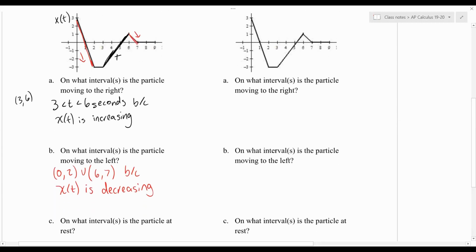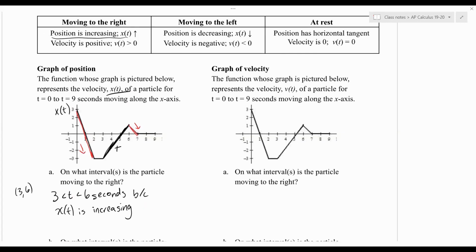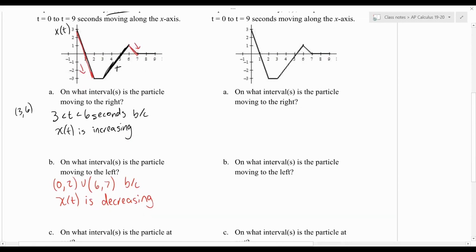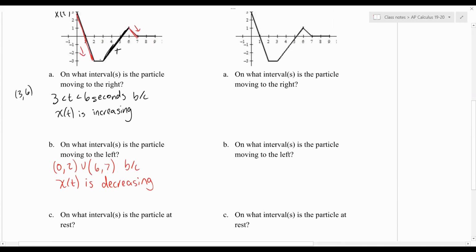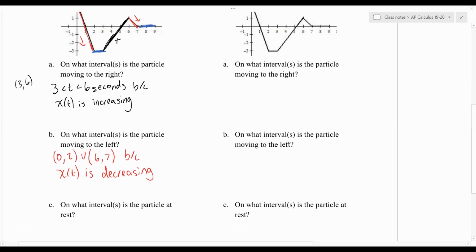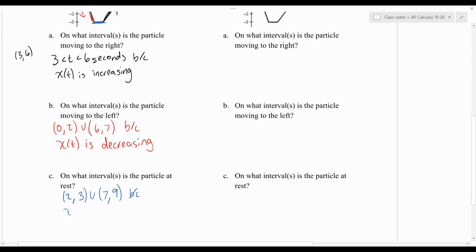The final question asks us when the particle is at rest. Well, remember, at rest means the position has a horizontal tangent. It needs to be horizontal. So it is horizontal over here and over here. So between 2 to 3, union 7 to 9, because x of t is horizontal.